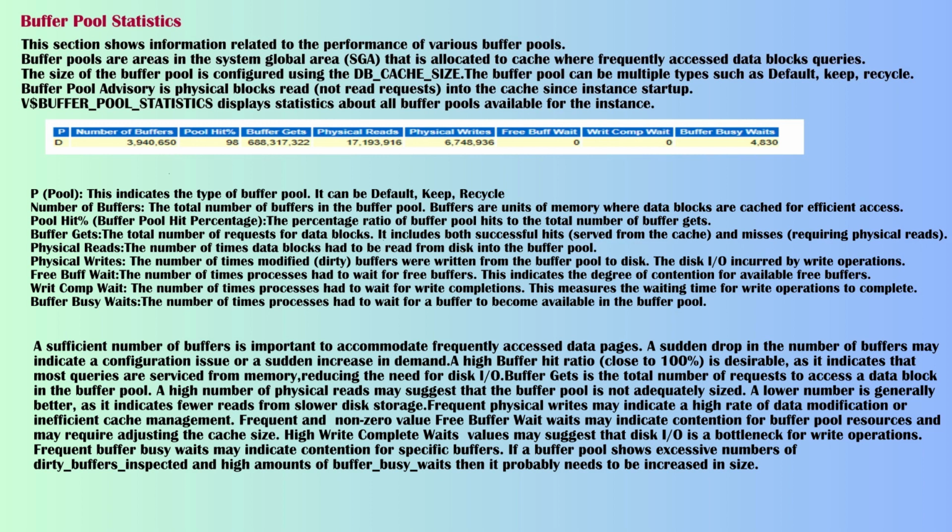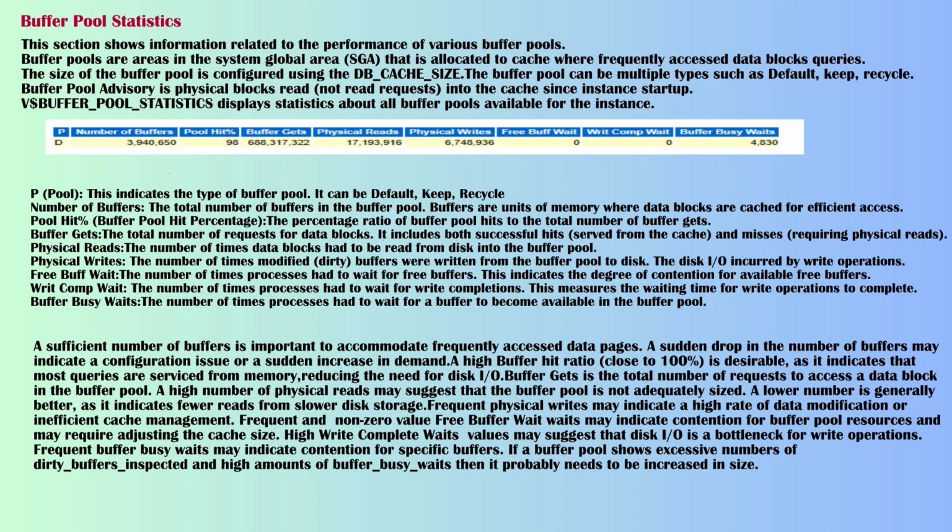Physical writes: the number of times modified (dirty) buffers were written from the buffer pool to disk. This is the disk I/O incurred by write operations. Free buff wait: the number of times processes had to wait for free buffers. This indicates the degree of contention for available free buffers. Write comp wait: the number of times processes had to wait for write completions. This measures the waiting time for write operations to complete.